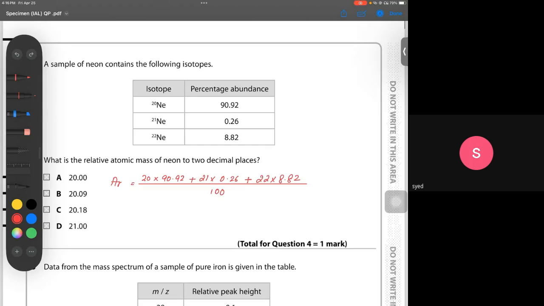So the answer? 20.18. Exactly. So the answer is C.